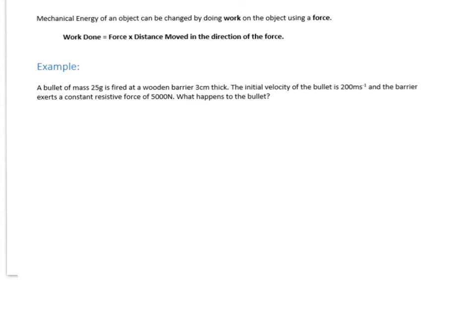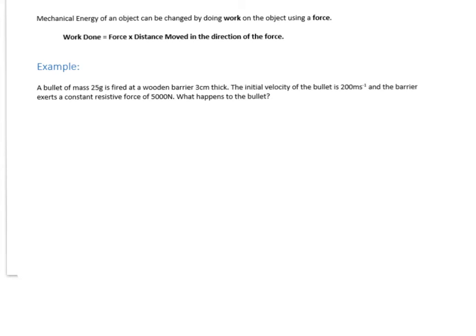If we want to change the mechanical energy of an object, either to increase its potential energy or to increase its kinetic energy, we need to do work on that object. Work done is force times the distance moved in the direction of that force. So you have to be very careful in questions that you look at the force component in the direction of movement. Be a little bit careful with these. But that's the work done equation.